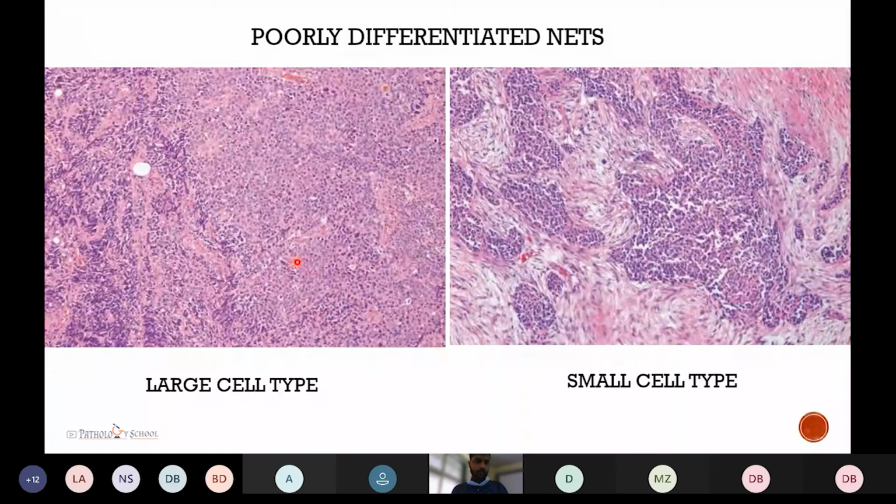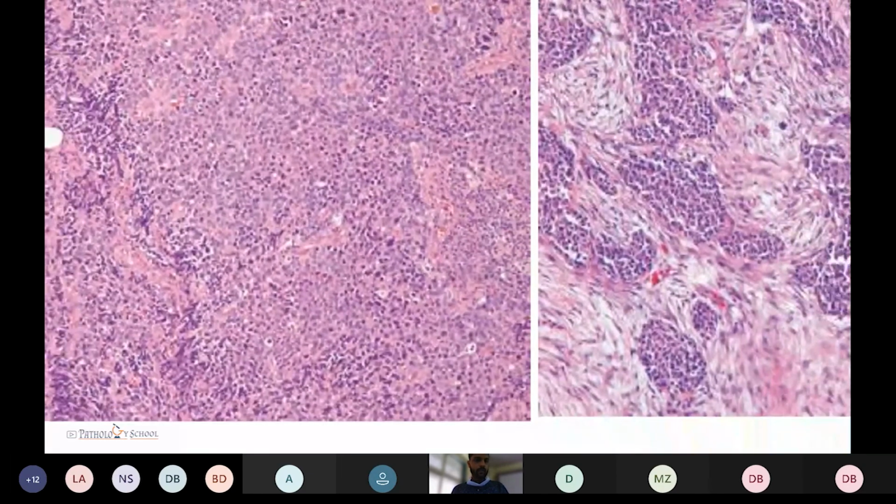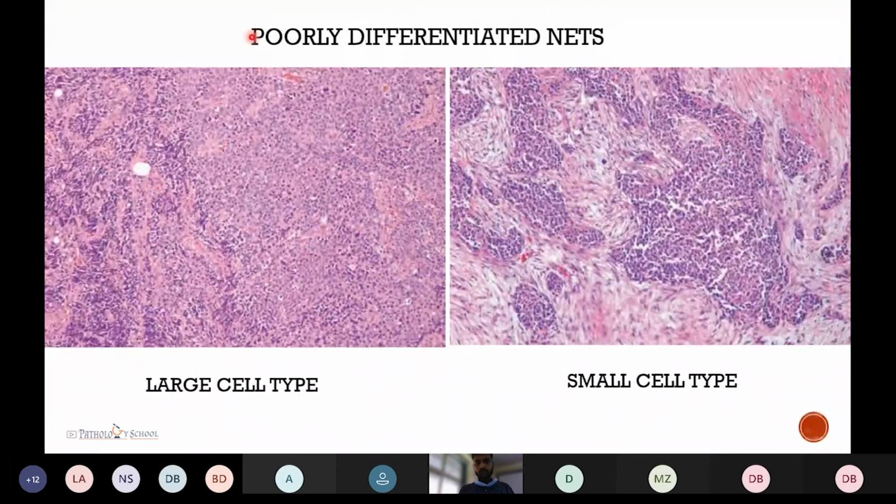So this large cell type has got a prominent nucleoli. The cells are generally large with moderate amount of cytoplasm, and they have got a prominent nucleoli. Sometimes you can see brisk mitotic activity as well in this, which is greater than 30 per 10 high power field. And also extensive necrosis can be seen. Here you cannot appreciate much, but extensive necrosis can be seen.